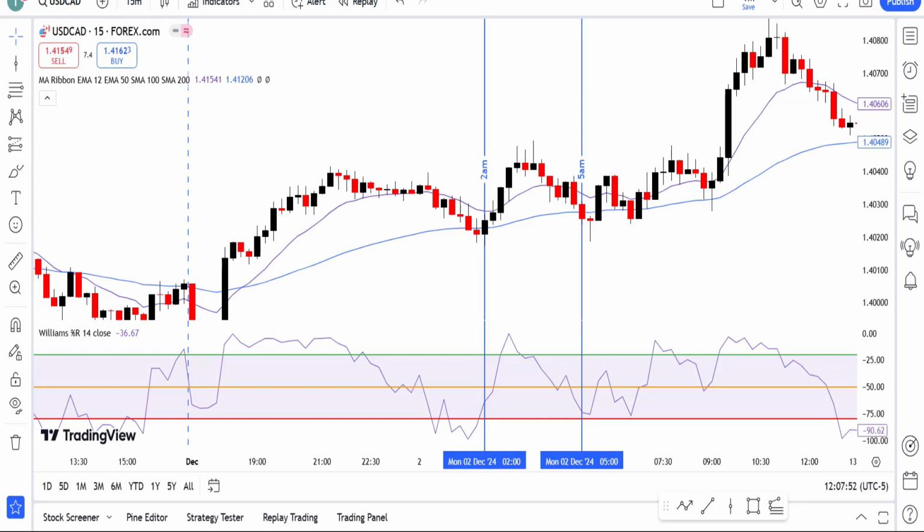Step 2. Williams %R indicator oversold. Now, let's bring in Larry Williams %R indicator. At 2 a.m., we can see that the indicator dipped below -80, signaling oversold conditions. This tells us that despite the bullish trend, the price temporarily pulled back, creating an opportunity for buyers to step in. This step ensures we're not chasing the market but instead waiting for a high probability setup.